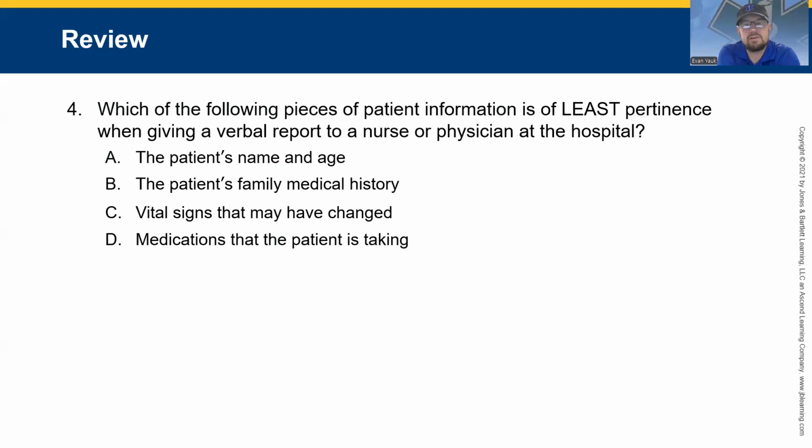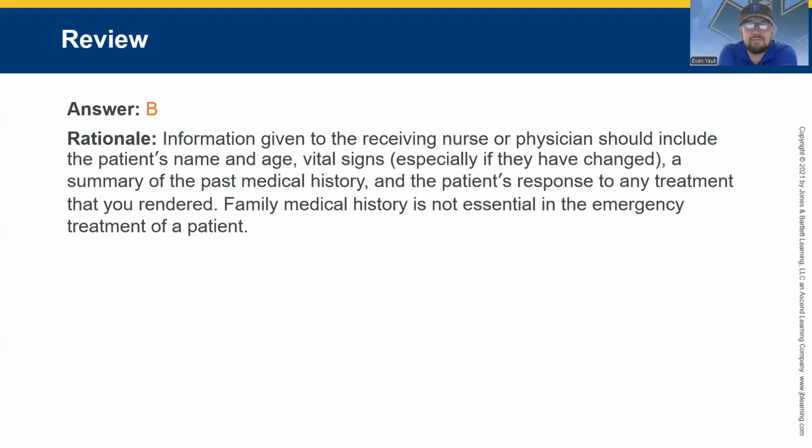Which of the following pieces of patient information is the least pertinent when giving a verbal report to a nurse or physician at the hospital? The patient's name and age, that's important. The patient's family medical history. Vital signs that may have changed, that's important. Medications that the patient is taking, that could be important. I'm going to go B. Yeah. Family medical history doesn't matter.